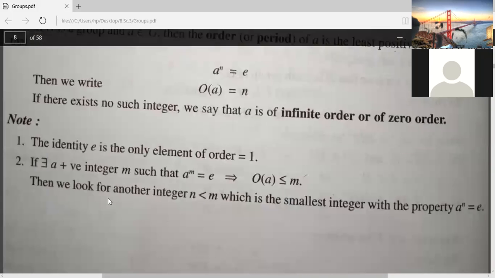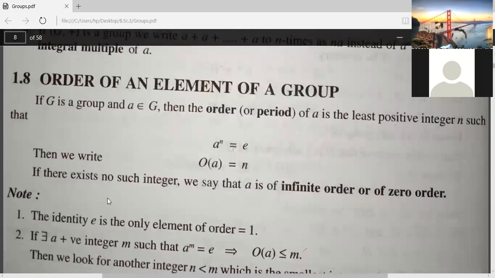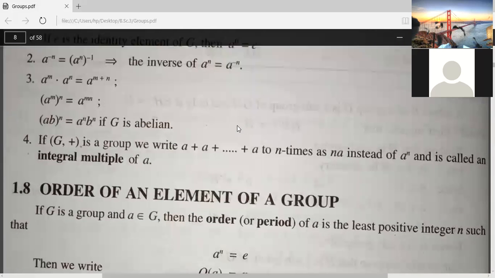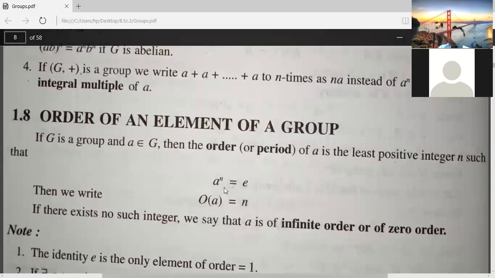Now here you see the definition of the order of an element. If G is a group and a belongs to G, the order of a is the least positive integer n such that a to the power n equals e. So you can write order of a is equal to n.